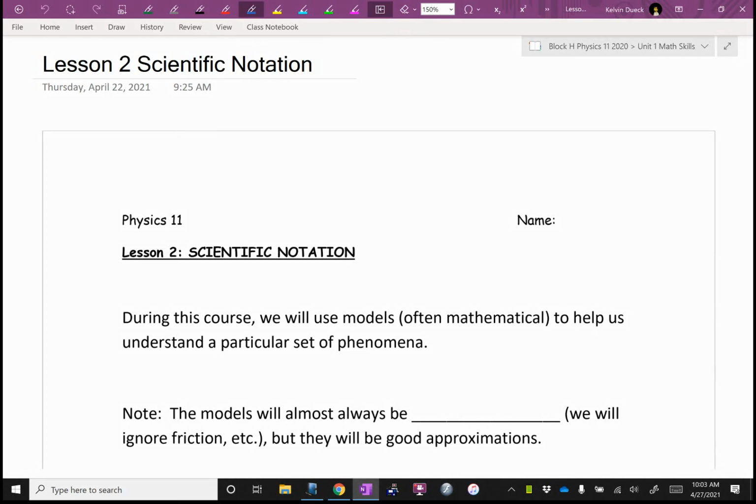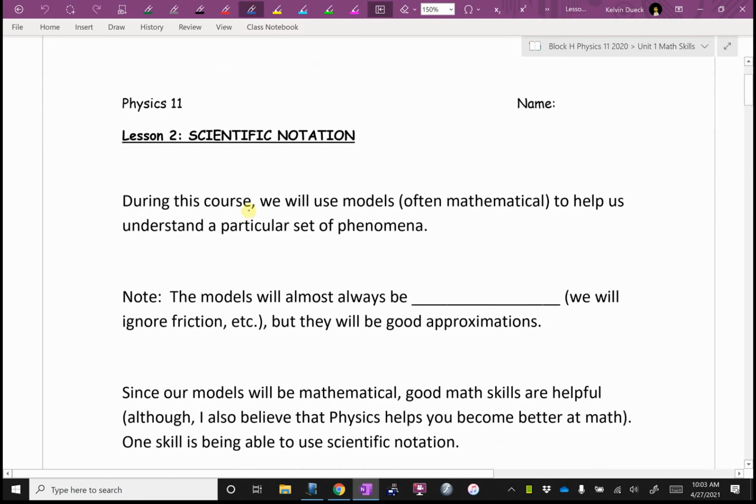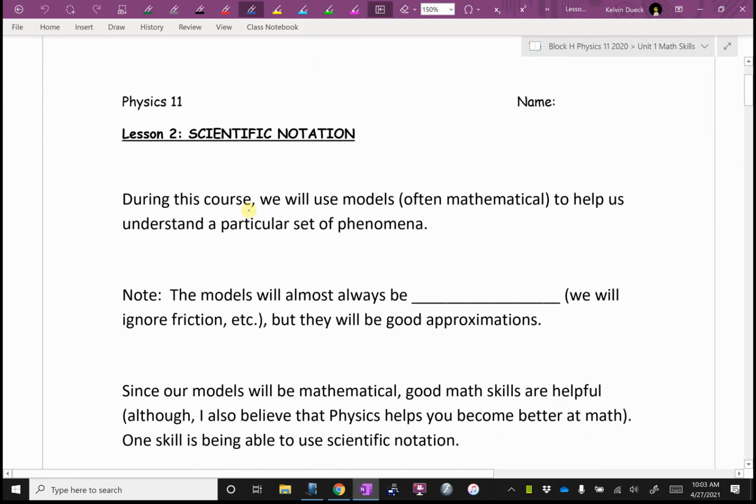Lesson 2. In theory, this is review, but I'll assume you don't know any of it. During this course, we're going to use models, often mathematical, to help us understand a particular set of phenomena. Really, mathematics is the language of the universe. If you're good at math, you'll find this course very intuitive. If you're not good at math, you'll get much better at math because of this course.